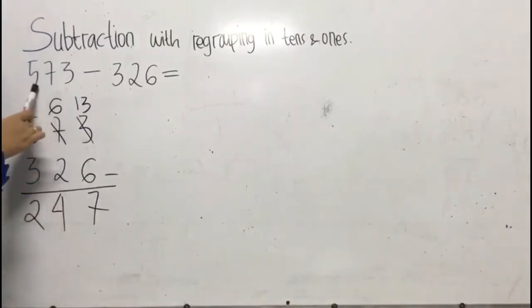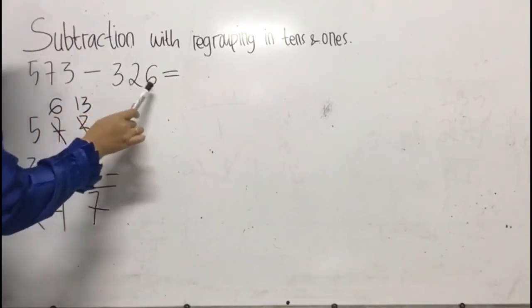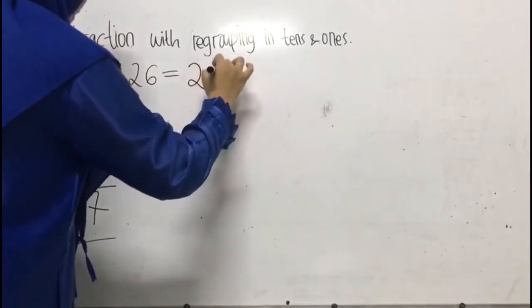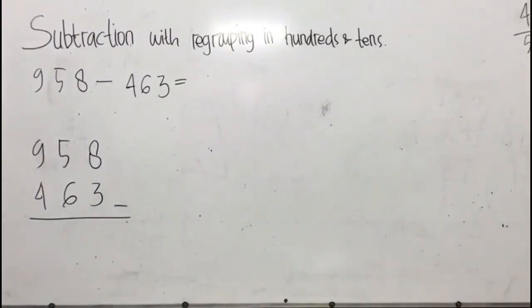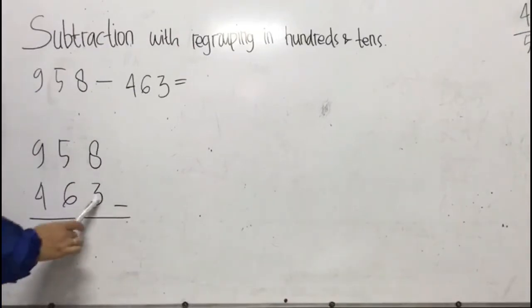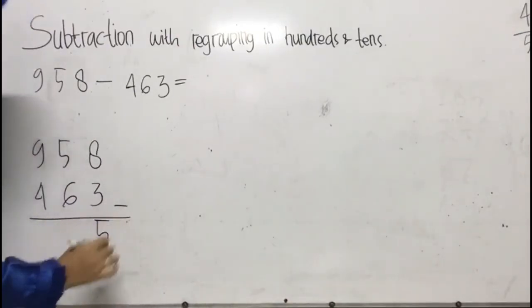So, 573 minus 326 equals 247. Okay sayang, first we need to subtract the ones. 8 ones minus 3 ones equals, yes, 5.